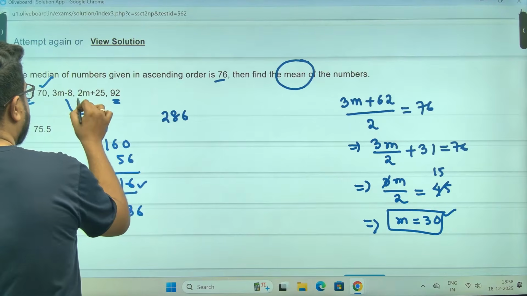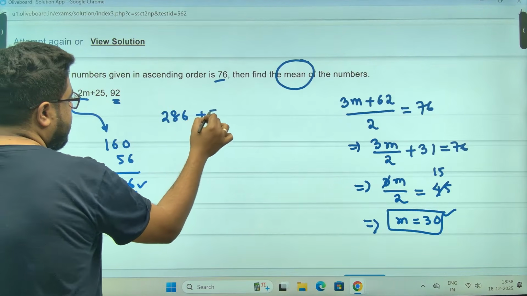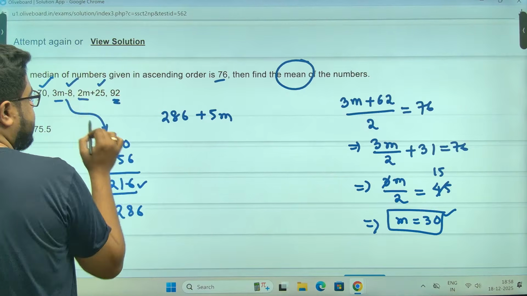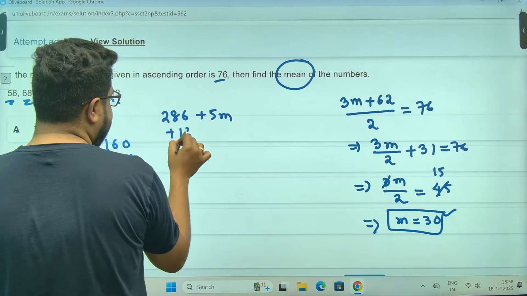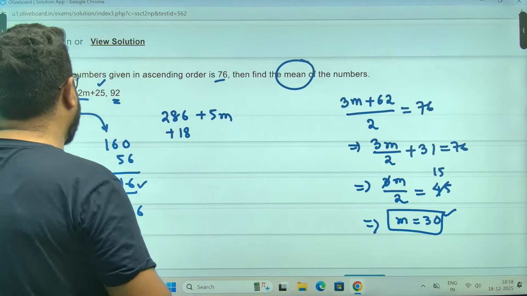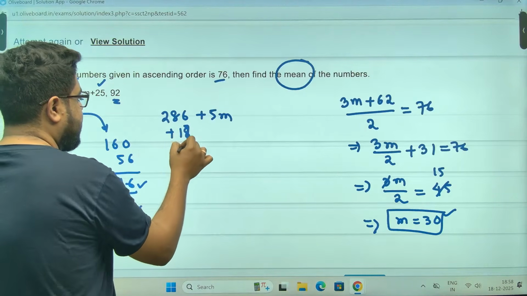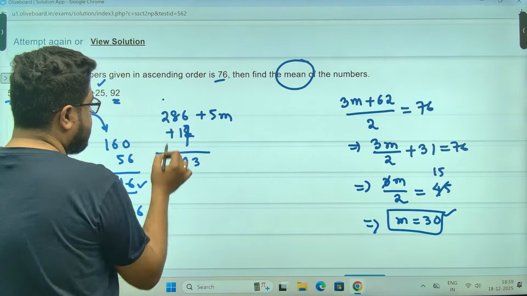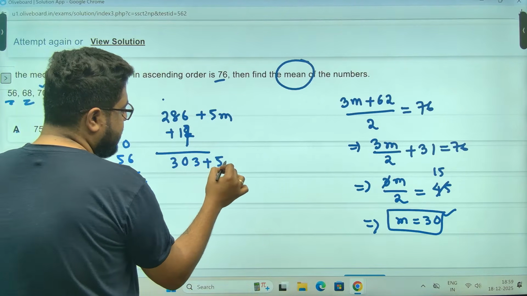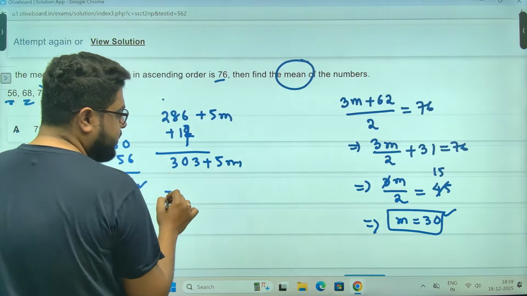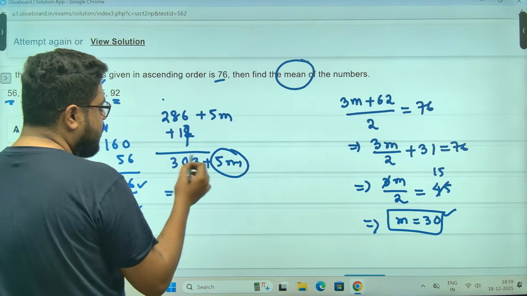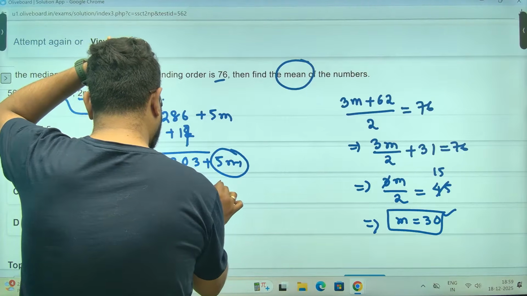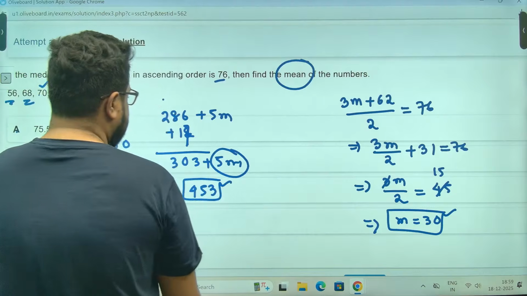286, plus 2m, 3m, meaning plus 5m. And plus 25 minus 8, meaning plus 17. 286 plus 17 is 303, plus 5m. Now you put the value of m. That is 150, m is 30. 150 plus 303 is 453. It will come out so messy, but okay, no worries.